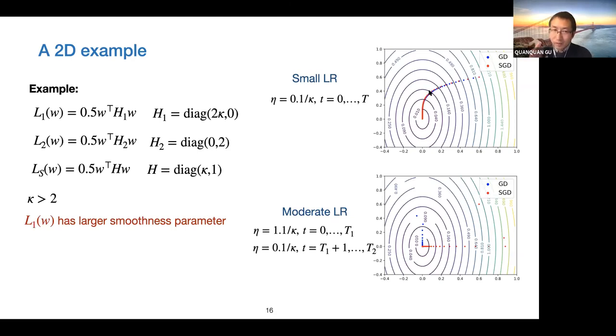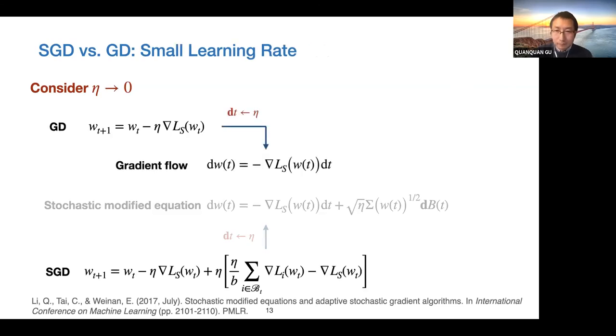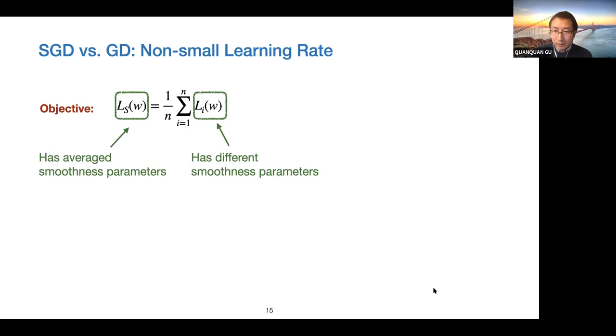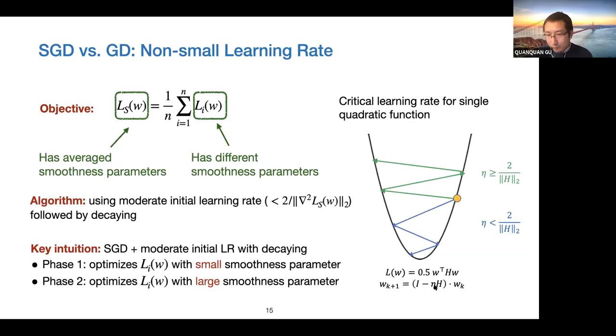along the small eigenvalue direction. The reason is when the step size is within the critical learning rate regime, when you use gradient descent to solve these problems, you will first optimize along the large eigenvalue direction. So when eta is small enough, and the smoothing parameter is large, eta times the smoothing parameter will be closer to 1, and then 1 minus this matrix will be small. So in that case, the larger eigenvalue direction will be exactly optimized.